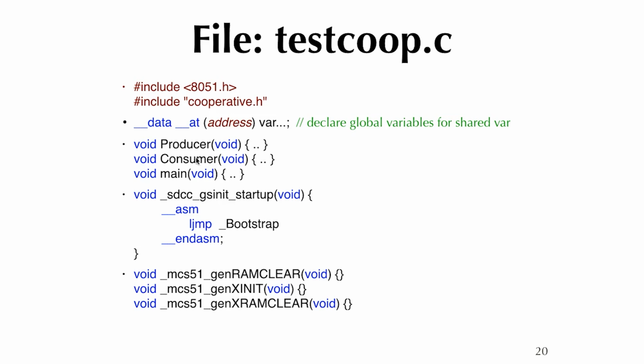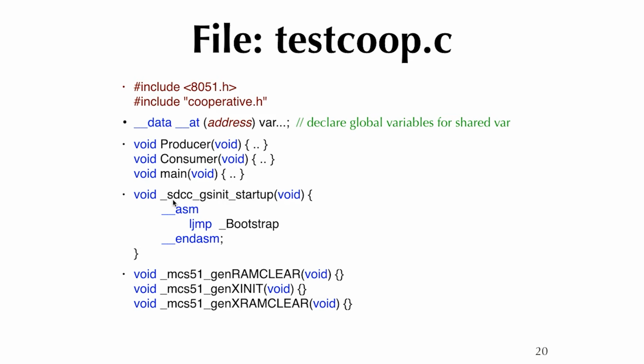So void producer, void consumer, no surprises there. You should know how to write the code by now, or look at some template and figure it out, right? The only thing is for the cooperative version, somewhere you need to insert what? Thread yield, right? Otherwise, it's just going to hog the CPU forever. And main does what? Spawning the threads, or you could spawn one thread and then run the other thread, right? And then the rest is just what we've seen before.